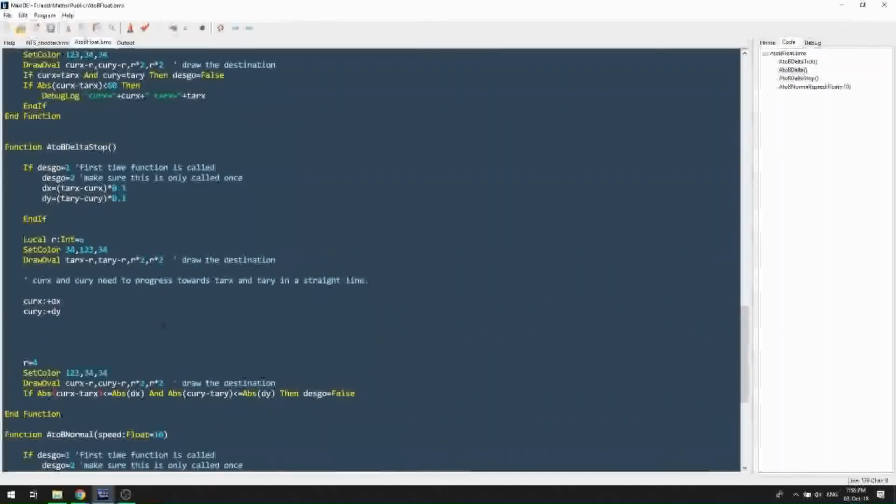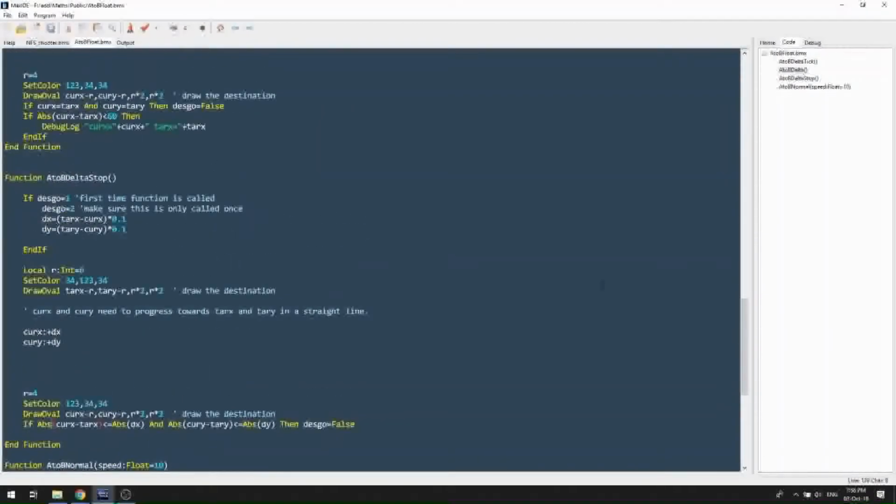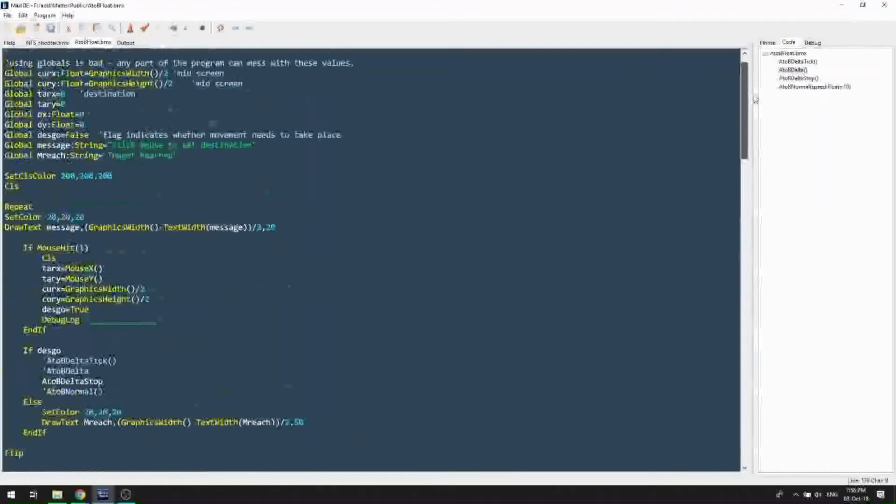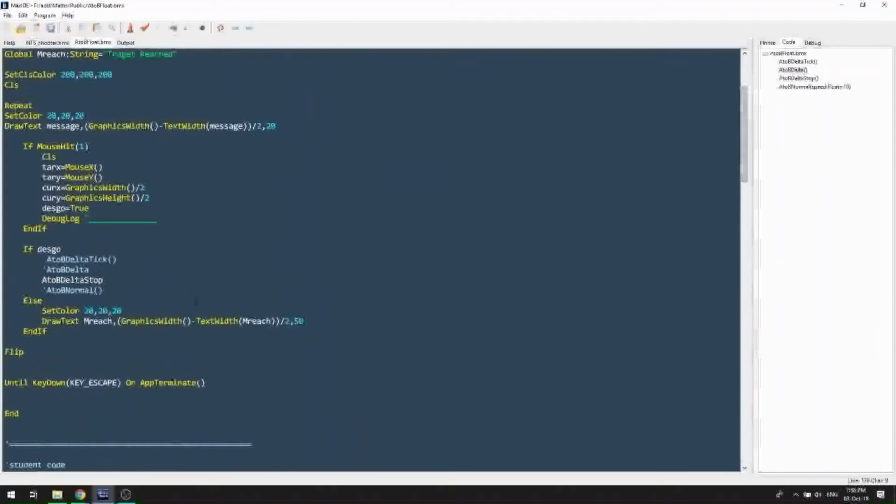So this is where the interesting stuff comes in, because we need to find a way of what we call normalizing this value, or in this case we need to create a unity vector that we can use to multiply by the speed.